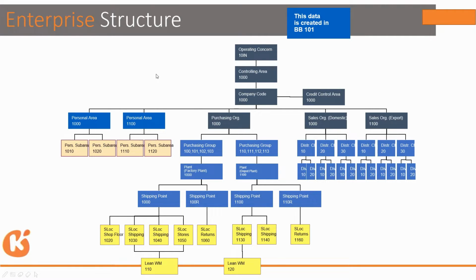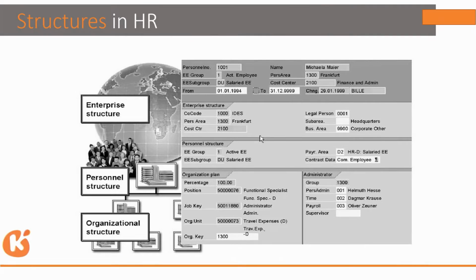Now this is actually a bit of a difficult structure, but we will focus on creating some easier structures. Now here you can see this structure in HR. In this enterprise structure, this is a company code. IDES is actually a company in Germany, so that is why IDES is coming here. Then you have a personal area, which is Frankfurt. Apart from Frankfurt, this is the sub area where they are based, the headquarter. So the personal area is the location, right? Then this is a cost center.